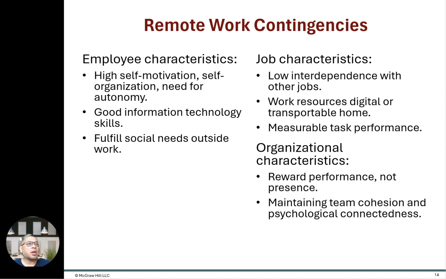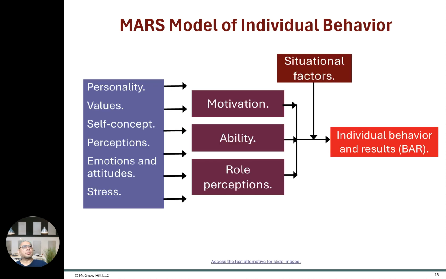Fulfill social needs outside work. In terms of job characteristics, there's lower interdependence with other jobs. There are work resources, digital or transport, at home. There's a measure of task performance as well. In terms of organizational characteristics, there's rewarding performance, not presence. Maintain communication and psychological connectedness.